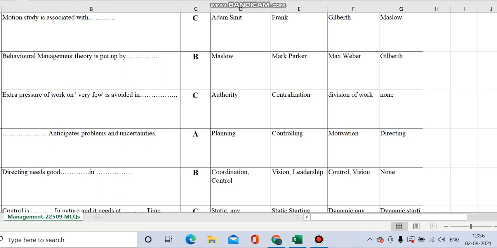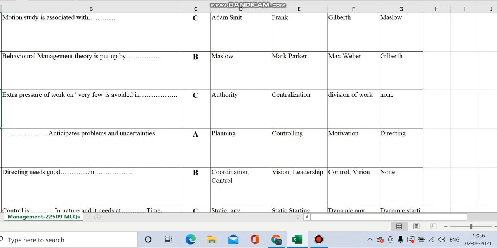Course code is 22509. Motion study, it is associated with Gilbert. Behavioral management theory, it is put up by Mary Parker. Then extra pressure of work on very few is avoided in division of work. The next question is, dash anticipates problem and uncertainty, that is planning, anticipate problem and uncertainty.